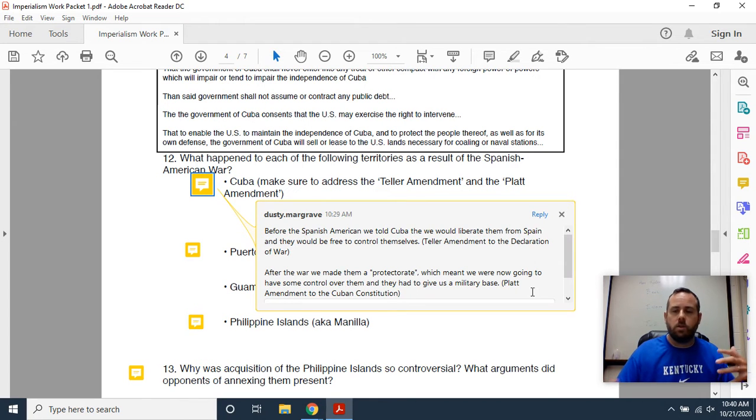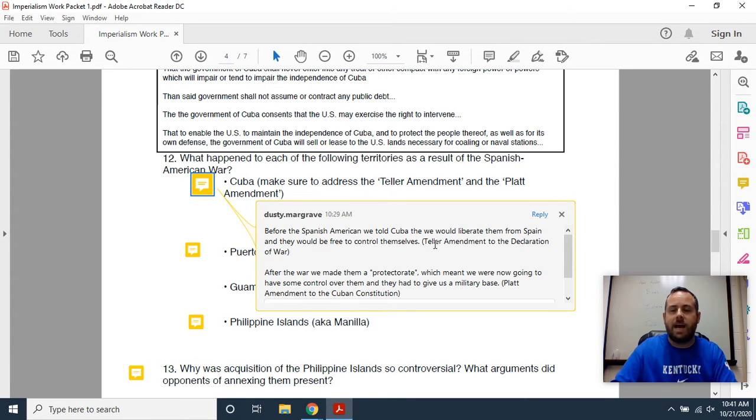Cuba was the most mistreated. The Spanish government was doing concentration camps and was mistreating the Cuban people. The Cubans were actually fighting their own war, their own insurrection to throw off their Spanish colonizers. And part of why America went to war was to help those Cuban rebels. Here's the catch, though. Before the Spanish-American War, we told the Cubans that we would liberate them from Spain and they would be free to control themselves.